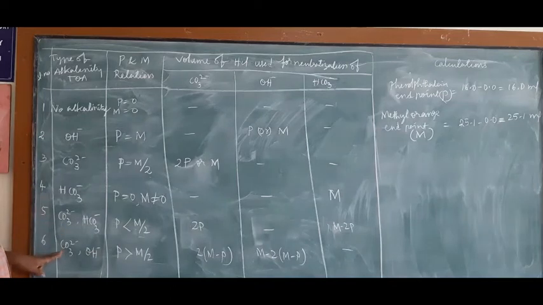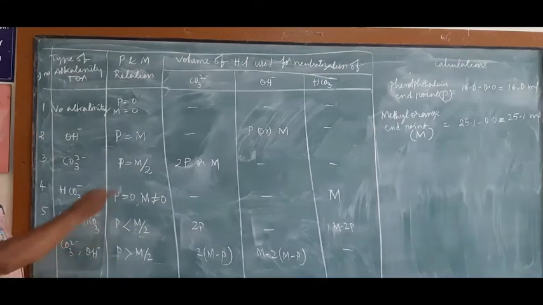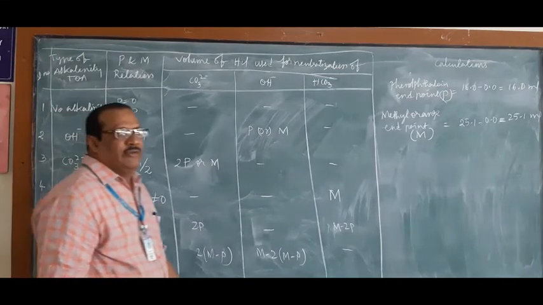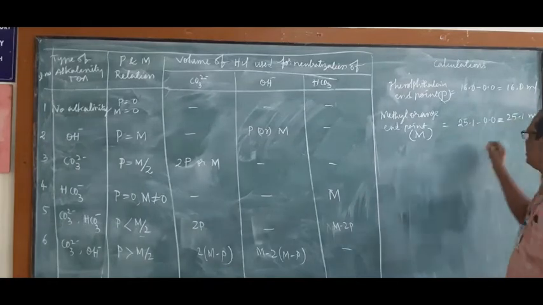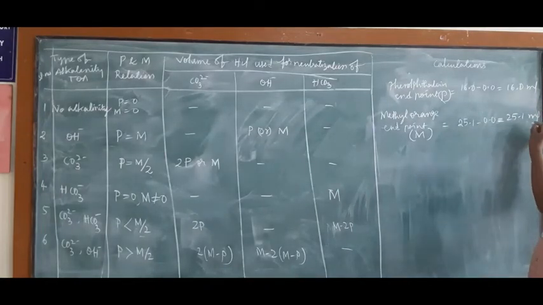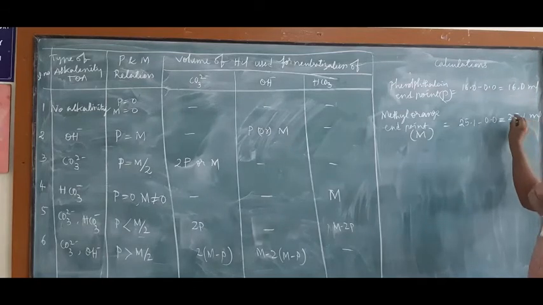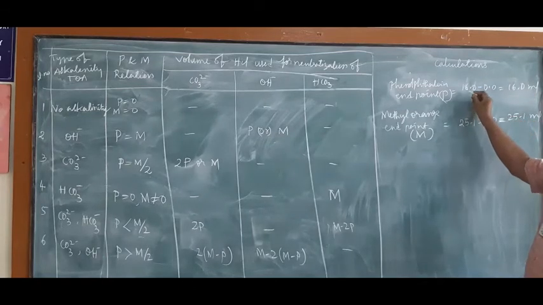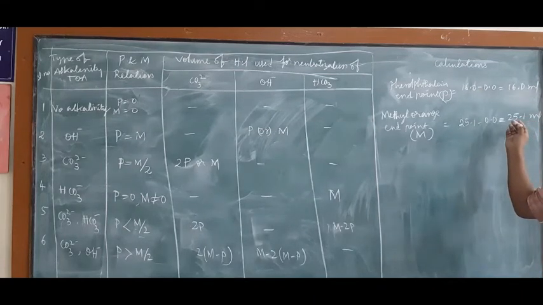And in some other cases, we get the P greater than M by 2 relation. In our example also, M is 25.1. Half of this is 12 point something, 12. M by 2 is 12.5.